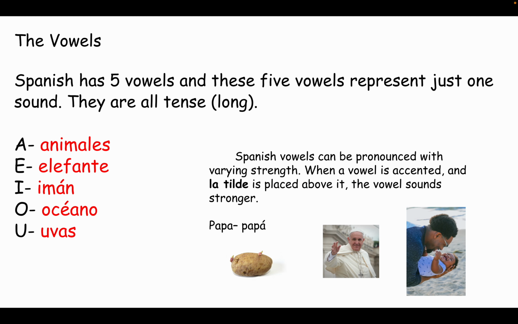Spanish has 5 vowels also, and these vowels represent just one sound, and they are all tense or long. A, animales; E, elefante; I, imán; O, océano; U, uvas. Spanish vowels can be pronounced with varying strengths. For example, when a vowel is accented and it has la tilde placed over it, the vowel sound is stronger. For example, papa versus papá. Papa could be a potato or the Pope. Papá is the word for father.